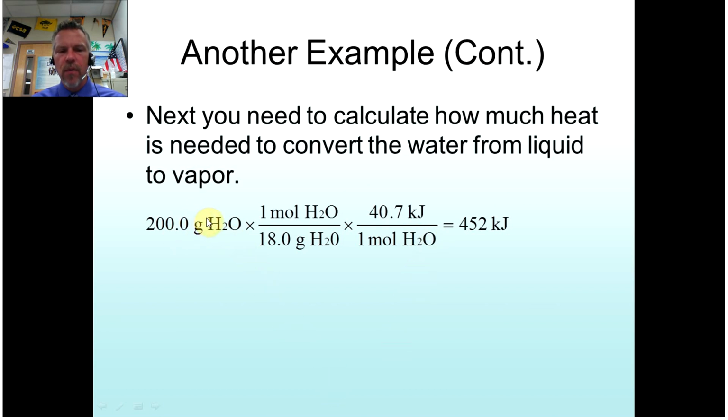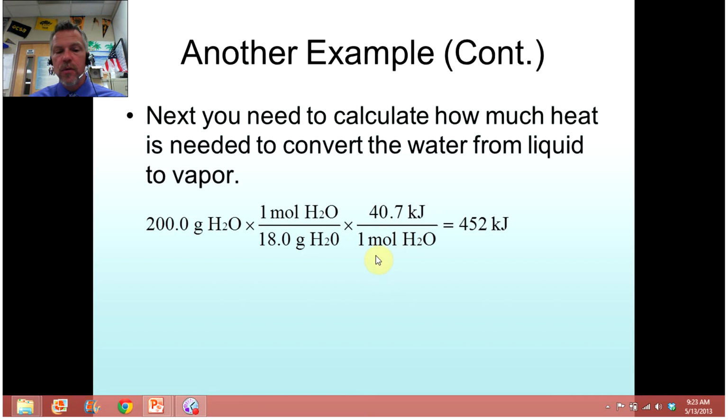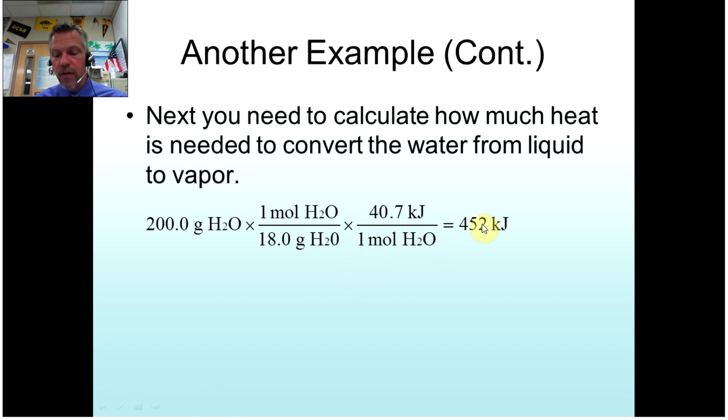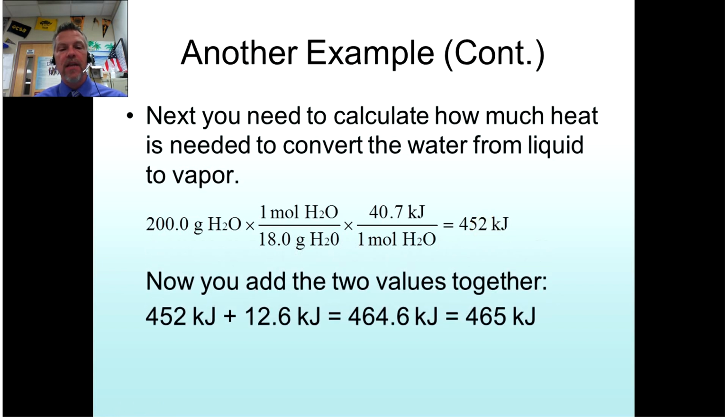We have 200 grams of water. We have to convert the grams to moles, because delta H of vaporization is given in kilojoules per mole, so we use the molar mass of water to convert 200 grams into moles, and then we multiply by the delta H of vaporization, 40.7 kilojoules per mole. If you do that calculation, you get 452 kilojoules. And then we add those two numbers together. We have our 452 from this calculation and our 12.6 from the previous calculation, and you get 465 kilojoules. That's how much energy it takes to raise water from 85 degrees as a liquid to 100 degrees as a vapor. Two-step calculation.